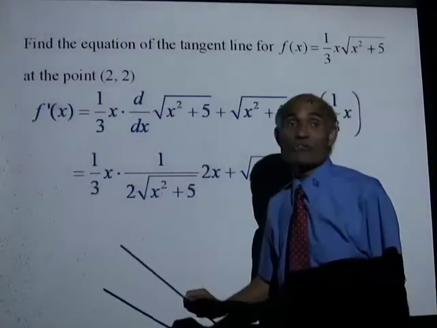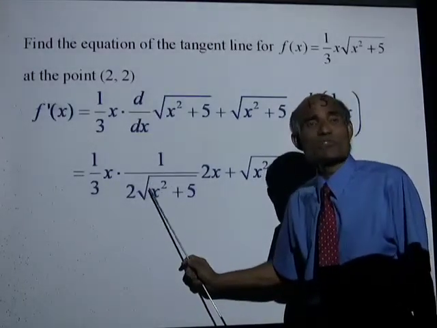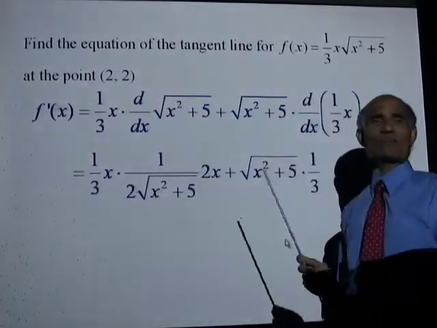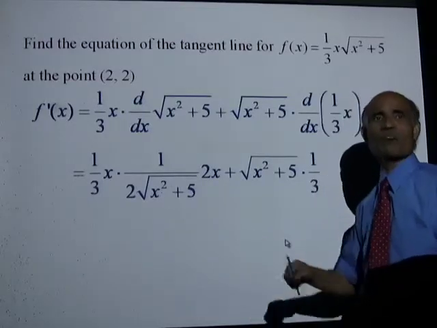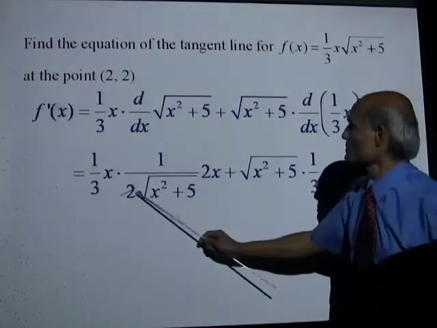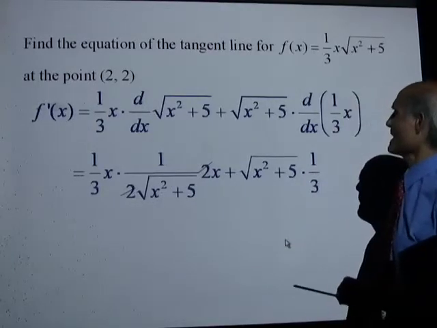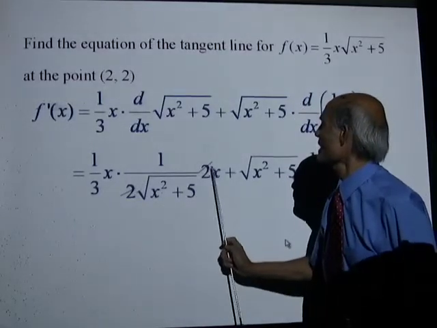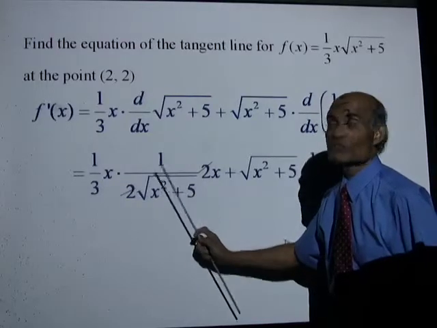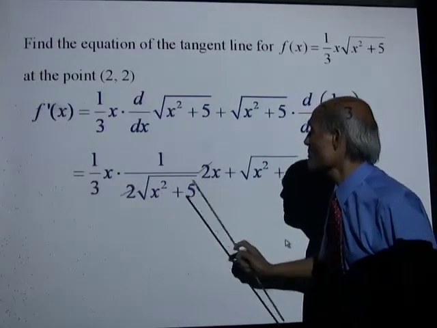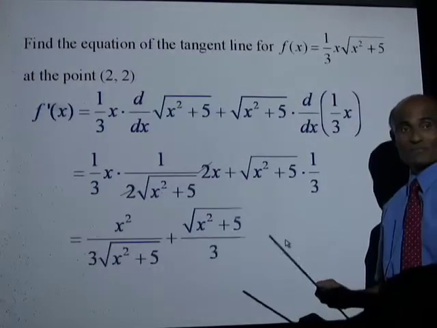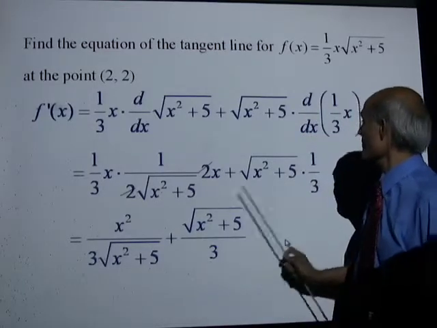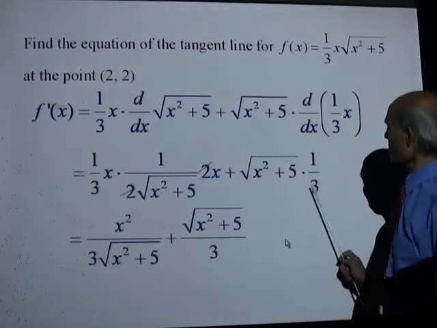Now, in a problem like this, you don't really need to simplify any further. You can put x equal to 2 in here and find the value. But just for practice, let's simplify this anyway. How do you simplify this? First of all, the 2 and 2 there will cancel. And what is this term? That term has x times x, or x squared, on the numerator and 3 square root of x squared plus 5 on the denominator. Is that right? So that will be x squared over 3 square root of x squared plus 5, plus square root of x squared plus 5 over 3.